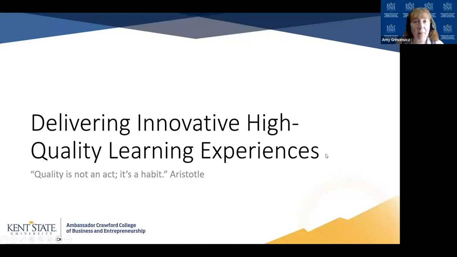Starting in that backwards design approach, we're going to talk about delivering innovative, high quality learning experiences. I love this quote from Aristotle that quality is not an act, it's a habit, because within the college, we have made quality a habit. It is integrated in everything that we do. It's integrated into our mission and our philosophy, and all that will really shine today as I go through what we've been able to do.